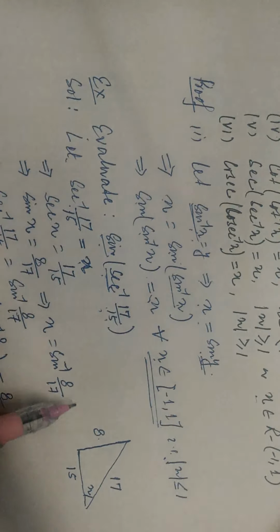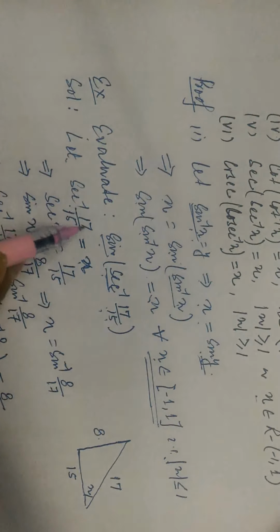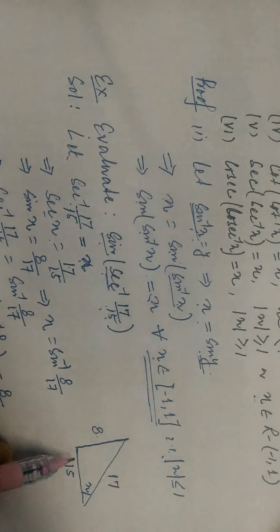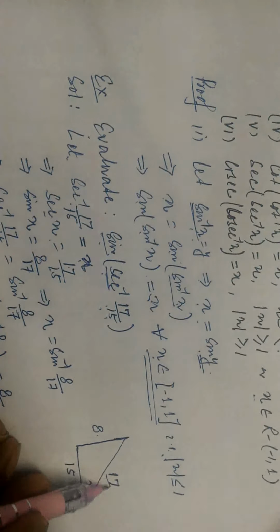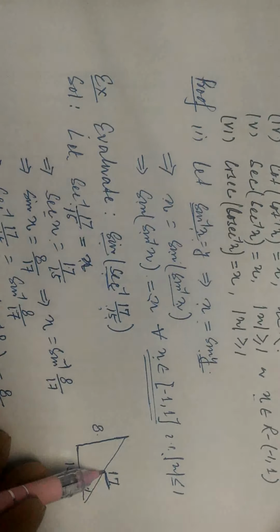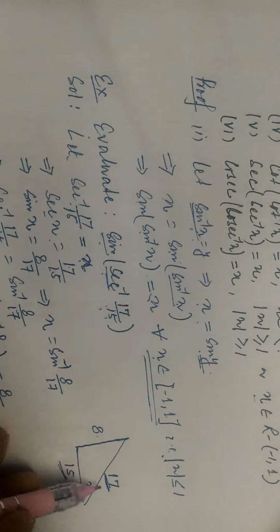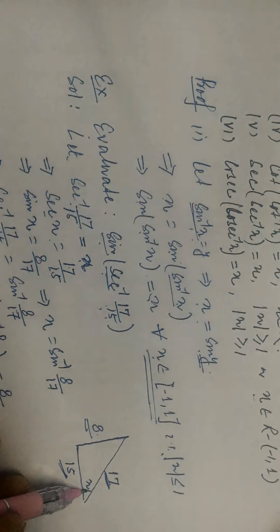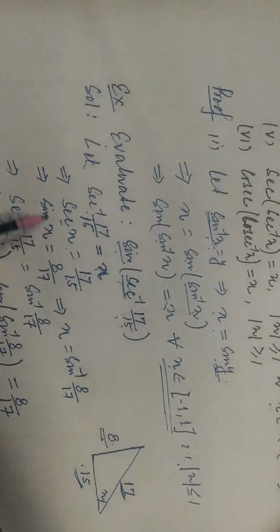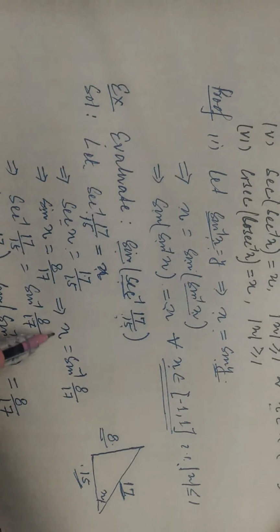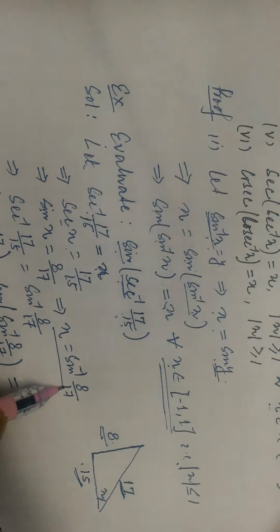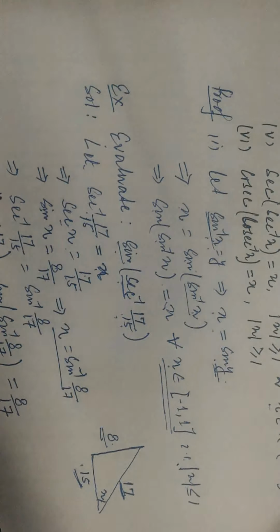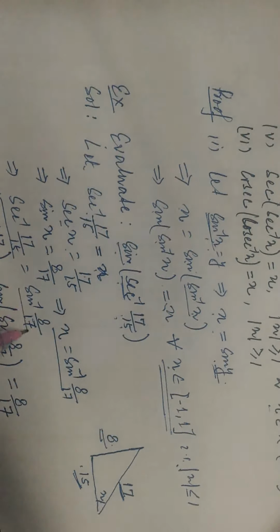So taking the triangle, sec inverse: sec x is equal to 17 by 15. Sec is what? H by b, so we can write this as 17 by 15. We can calculate the third side by applying the Pythagoras theorem, and we get 8. So we can now write sine x as 8 by 17. So we can write x as sine inverse 8 by 17. It means sec inverse 17 by 15 can be written as sine inverse 8 by 17.